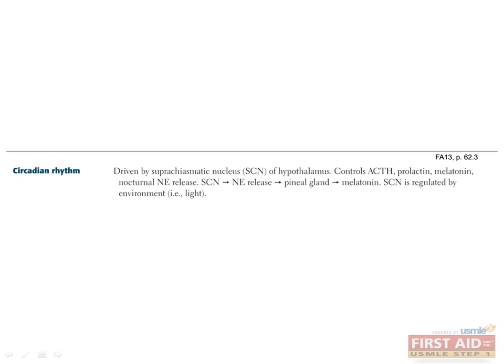The circadian rhythm is driven by the suprachiasmatic nucleus, or SCN, of the hypothalamus, which is regulated by environmental light cues. The SCN releases norepinephrine, which stimulates the pineal gland to release melatonin and induces drowsiness at night. The SCN also regulates the release of adrenocorticotropic hormone and prolactin. Melatonin supplements can be used as a sleeping aid. Interestingly, melatonin supplements are not associated with the dependence and withdrawal that characterizes most other sleep aids.